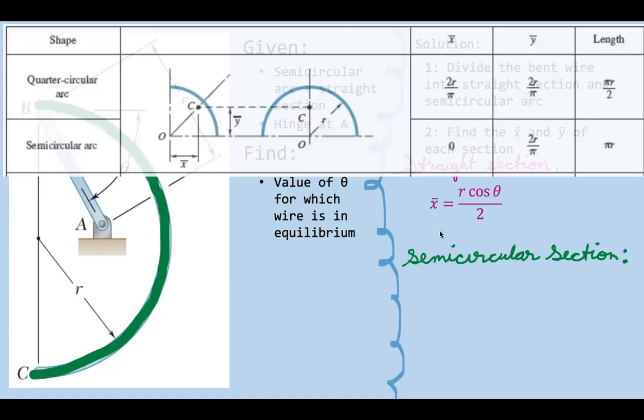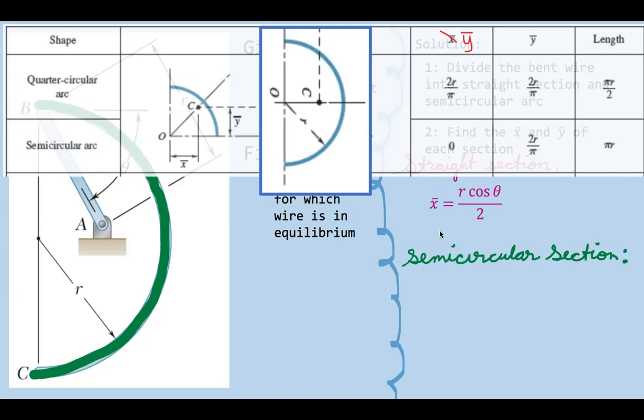The semicircular section, we will recall that for a semicircular section, the x coordinate of the centroid is 0, while the y coordinate is 2r over pi. But we have to reorient our semicircle to match our figure. So this means that instead of x bar equals 0, it will be y bar equals 0, while x bar will be equal to 2r over pi.